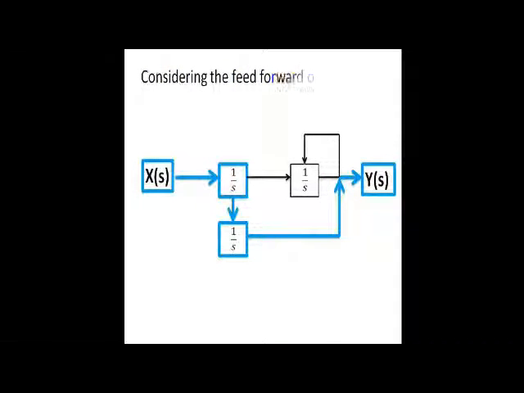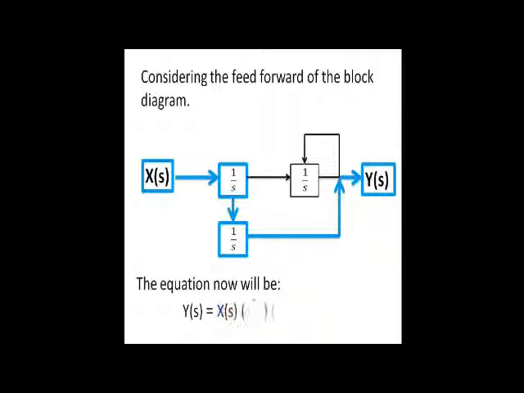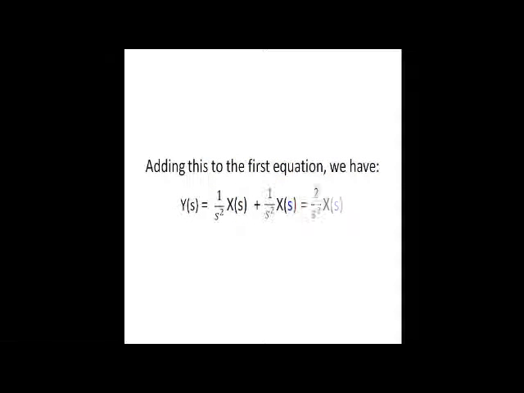Considering the feed forward of the block diagram, the equation now will be Y(s) = X(s) times 1/s times 1/s, which is equal to 1/s^2 X(s). Adding this to the first equation, we have Y(s) = 1/s^2 X(s) + 1/s^2 X(s), which is equal to 2/s^2 X(s).